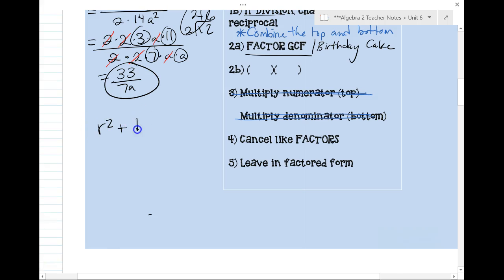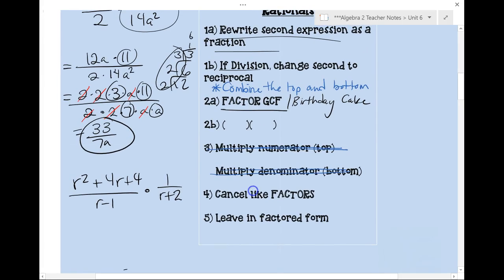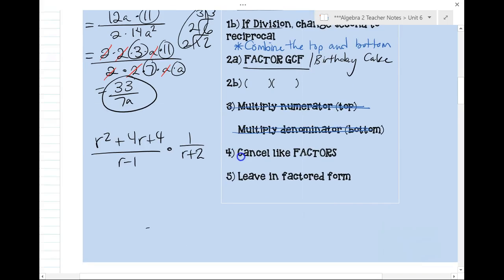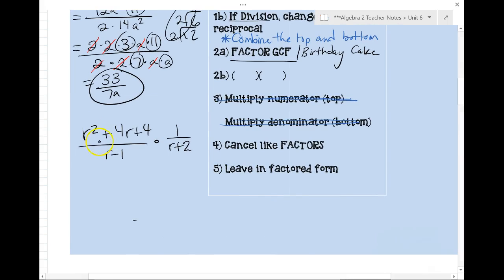So we have r squared plus 4r plus 4 all over r minus 1 times 1 over r plus 2. So again, first step was to rewrite the second expression as a fraction. We're good because it's already a fraction. Then we're going to combine the top and the bottom. So let's do r squared plus 4r plus 4 times 1. Well, that 1 doesn't change anything, so we can just rewrite the top. And then we have r minus 1 times r plus 2.